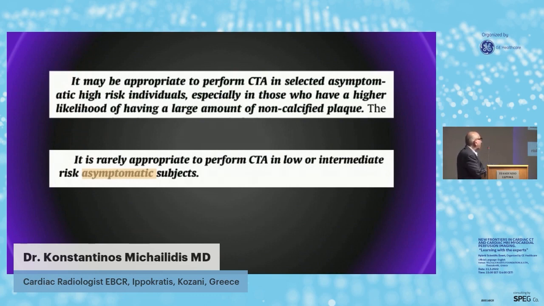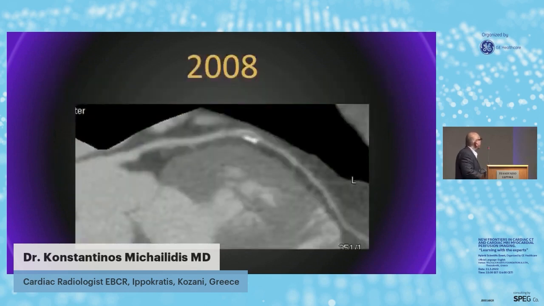And this is a very good statement: it's really appropriate to perform CTA in low or intermediate risk asymptomatic subjects. Generally, CT coronary angiography is useful for people that have atypical chest pain or some kind of heart-related symptom. So I will show you here how images change through the years.